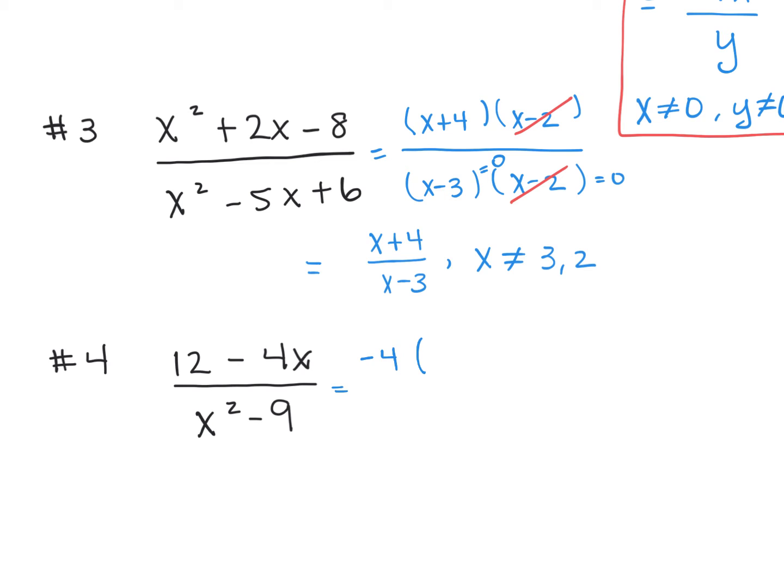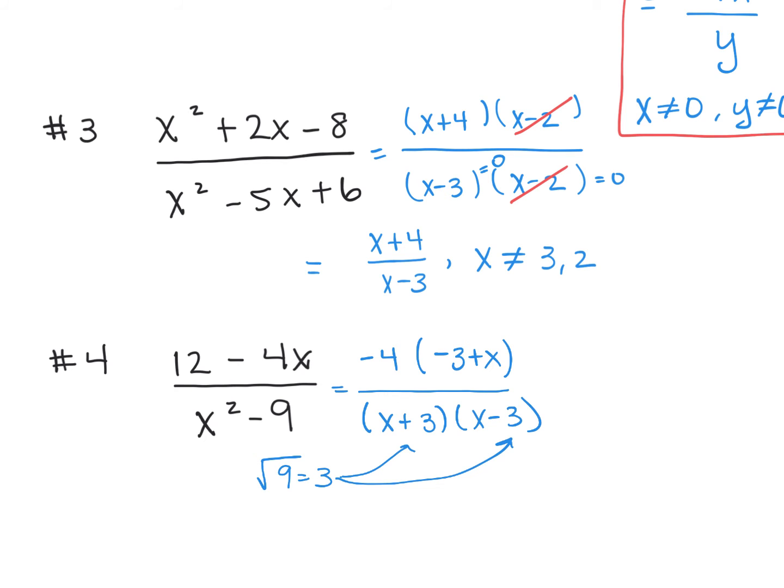That will leave me with negative 3 plus x. Now, it's important that I factor out the negative 4 here, as opposed to just 4, and you'll see why in just a minute. Now, if we factor the denominator, x squared minus 9, this is actually a perfect square binomial. So we can just say this is x plus 3, x minus 3. You'll notice we took the square root of 9, which is 3, x plus that value, x minus that value.